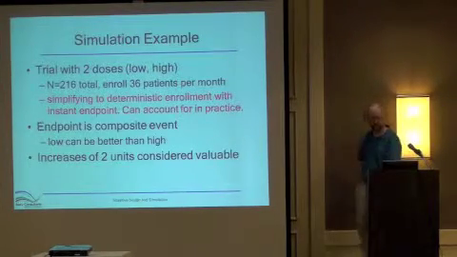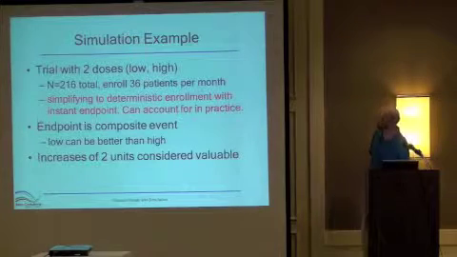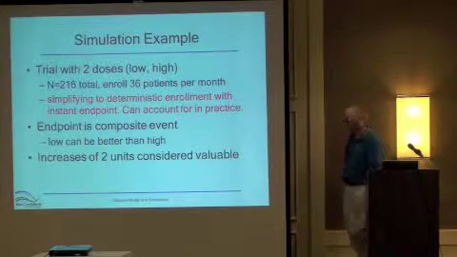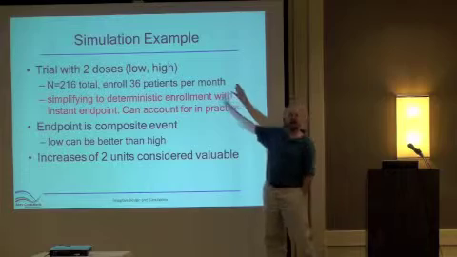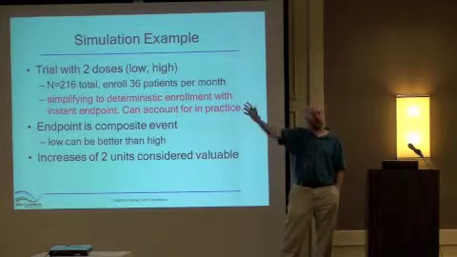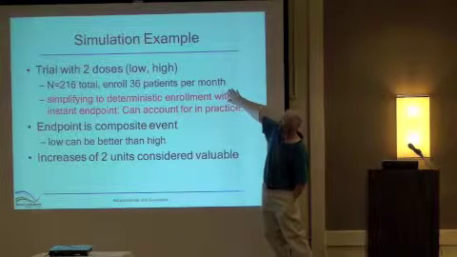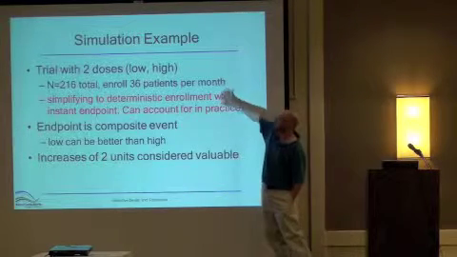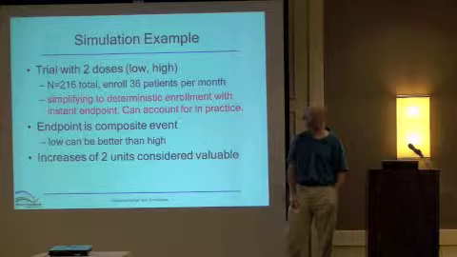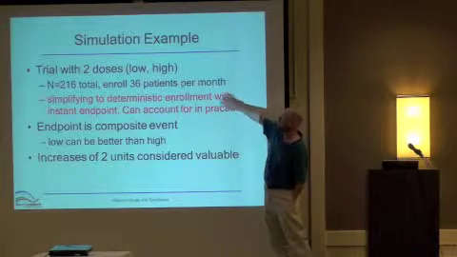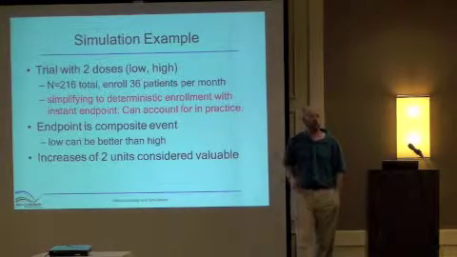So here's an example of this. Let me start with a trial with 2 doses, a low and a high. I'm also going to have a placebo arm, so 2 active doses. I'm going to enroll 216 patients in total. I'm going to enroll 36 patients per month. I'm simplifying this with deterministic accrual.